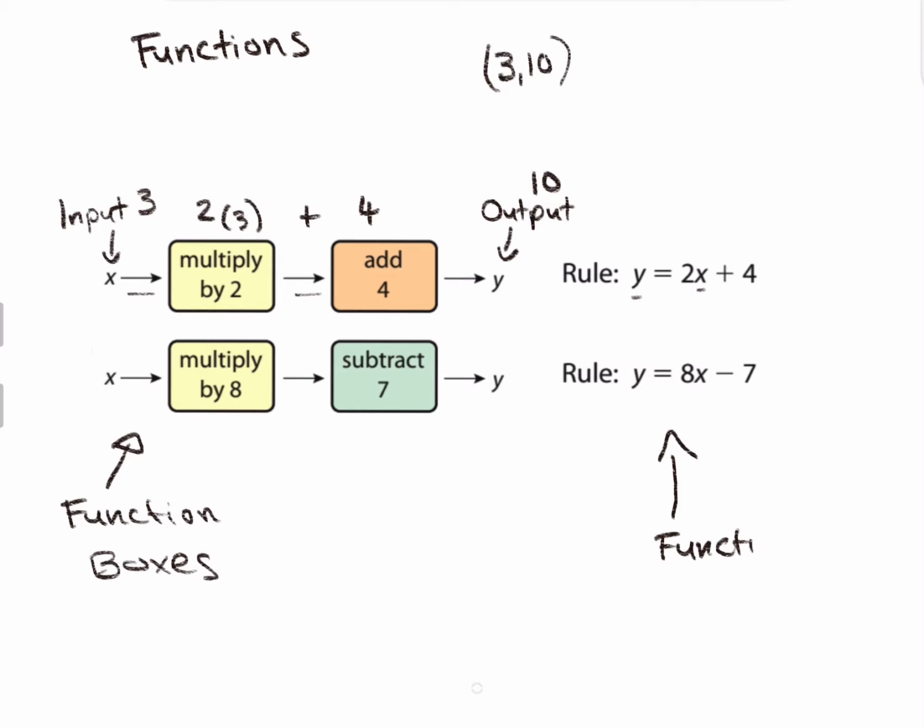Now, if I choose a different number, say my input is 4, okay? So it's going to be multiplied by 2, first of all, and then I'm going to add 4. So 2 times 4 is 8, plus 4 is 12. So our output would be 12. So 4 would give me 12. So these are the inputs, and they could be any number. These are the inputs, and then we get the outputs. And when we put them together, just like here, if 3 was the input, 10 would be the output. And if 4 was the input, 12 would be the output.